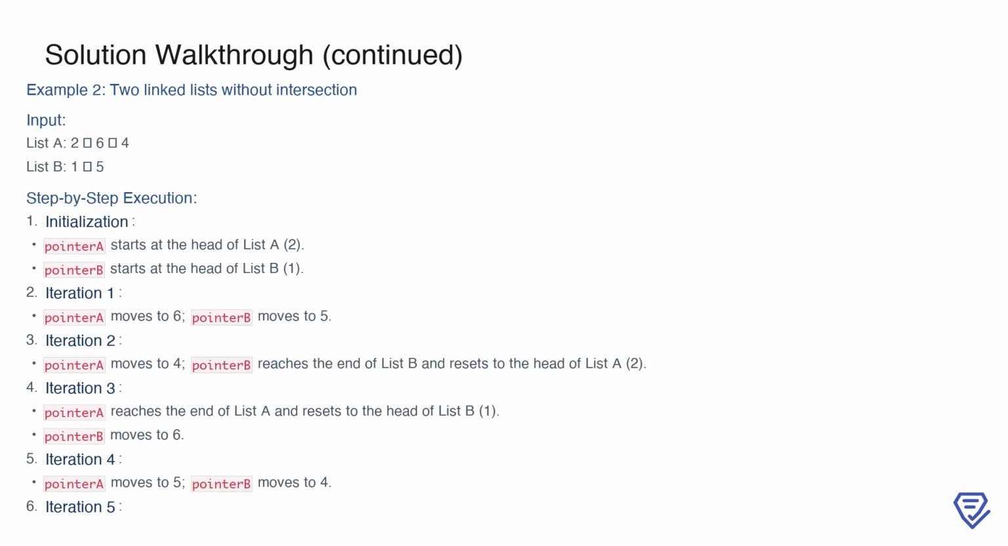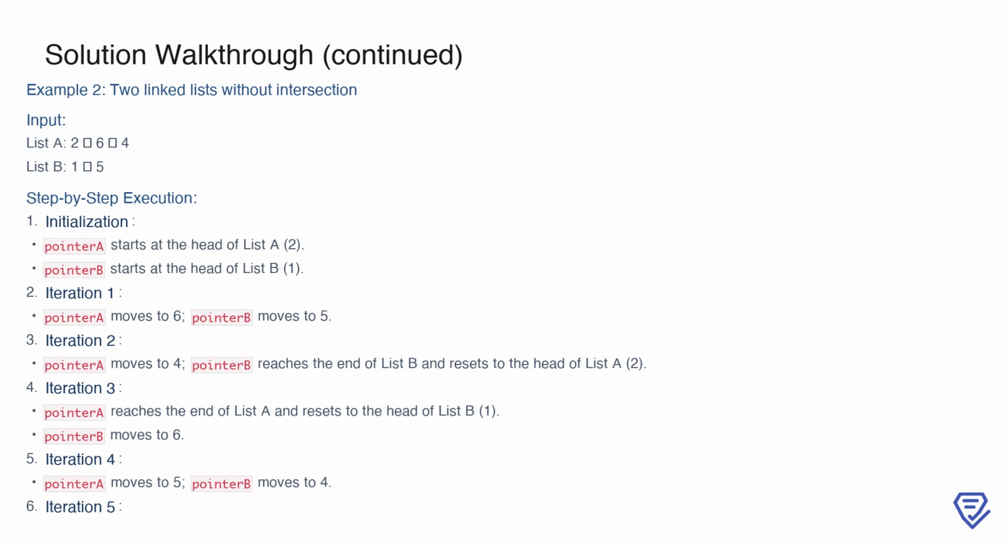In this example, we examine two linked lists that do not intersect. List A consists of the nodes 2, 6, and 4, while list B contains 1 and 5. As before, pointer A and pointer B start at the heads of their respective lists. In the first iteration, pointer A moves from 2 to 6, and pointer B moves from 1 to 5. On the second iteration, pointer A progresses to 4, while pointer B reaches the end of list B and resets to the head of list A, starting again at 2.